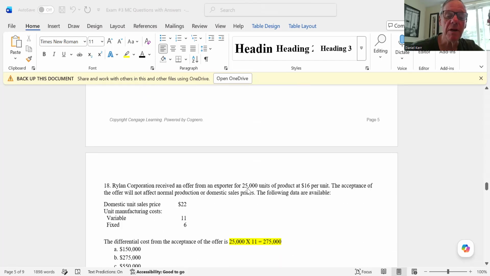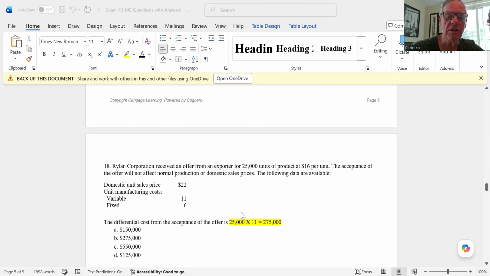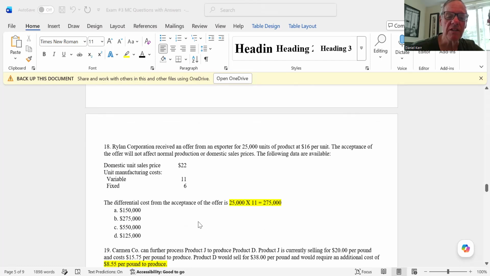Number 18. We've got a special order here for making 25,000 units at $16 per unit. The acceptance of the offer will not affect the normal production. The following data are available. For the differential cost from accepting the offer, the fixed cost is going to remain the same. The only cost that would change as a result of the order would be the variable cost. So it's a special order of 25,000 and the variable cost is 11. So 25,000 times 11 gives me 275,000. So the answer there is B. I didn't put it there, but the correct answer is B.